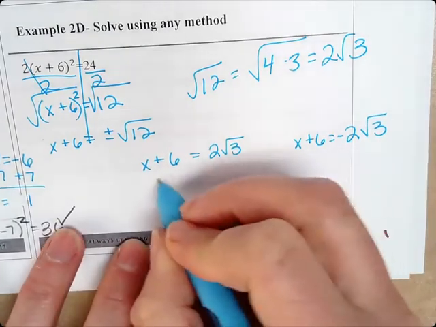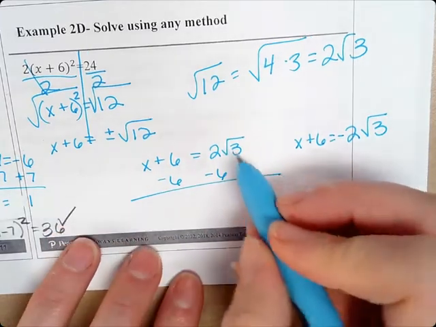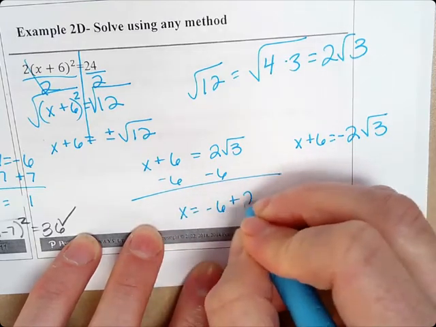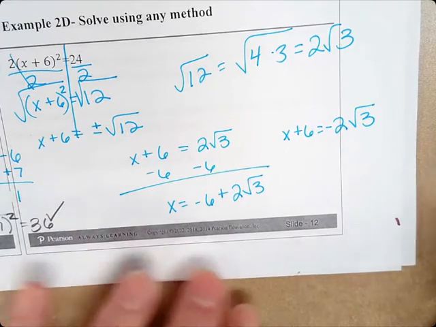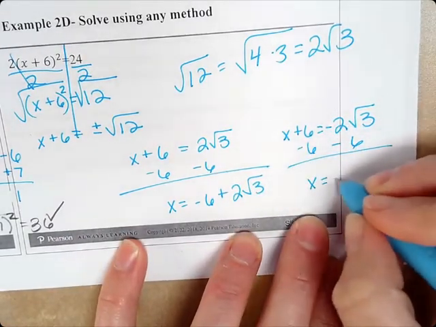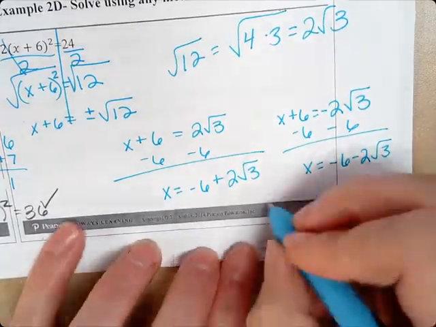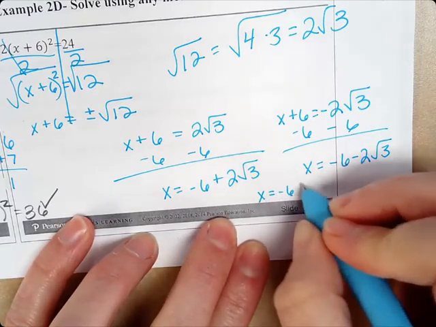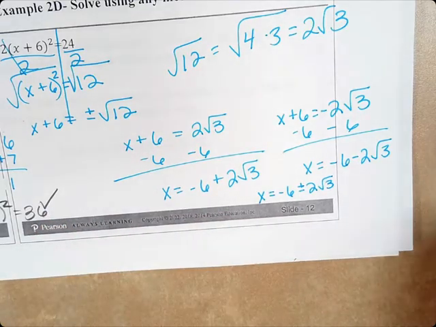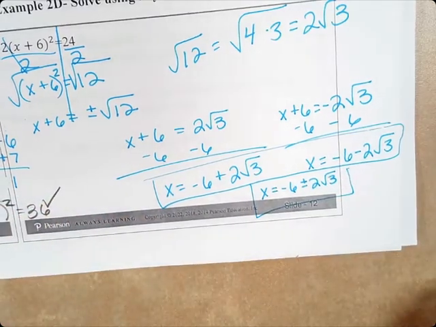Then I need to subtract 6 on both sides. They're not the same radical, so I would have to write this as negative 6 plus 2 square roots of 3. And then this one would be negative 6 minus 2 square roots of 3. We actually could have left it together and written it as x equals negative 6 plus minus 2 square roots of 3. So either this or that could be your solution.